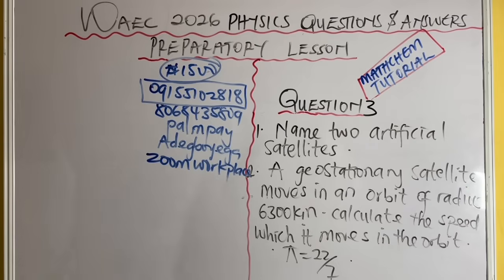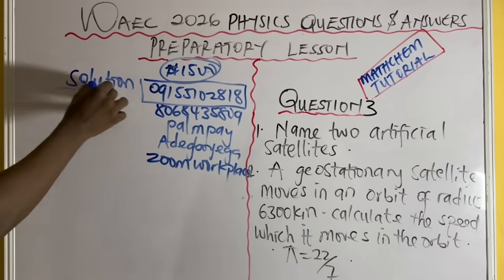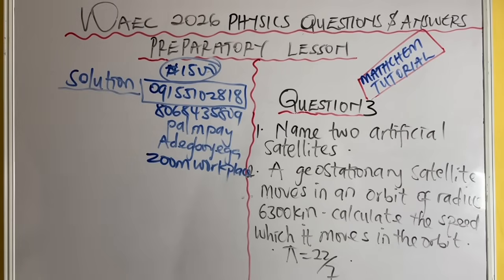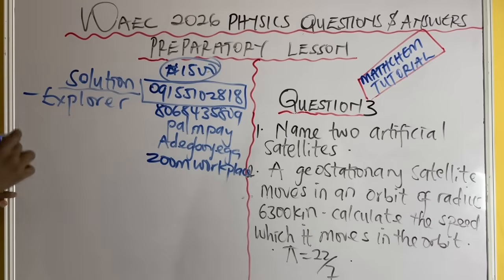Now let's go to this question 3. Question 3 says that we should name 2 artificial satellites. So let me write the solution here. We should write 2 artificial satellites. The 2 common artificial satellites are the Explorer, and also the Skylab.